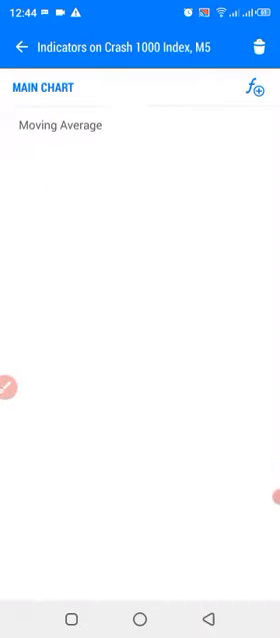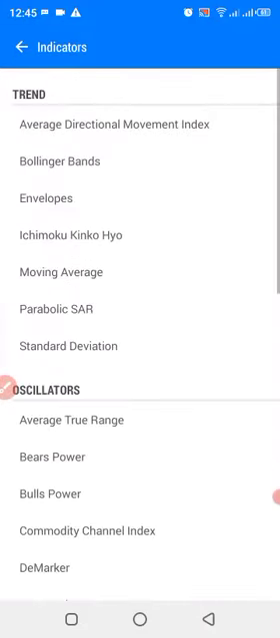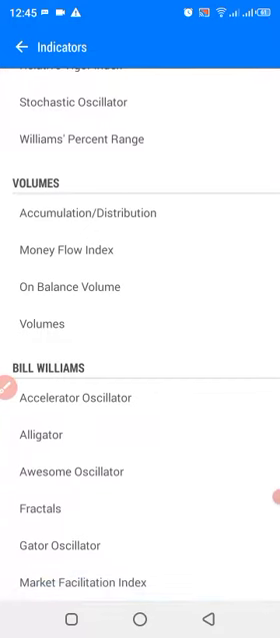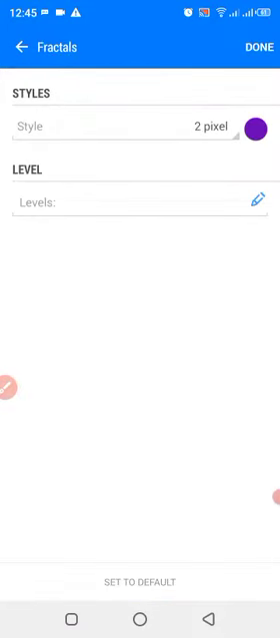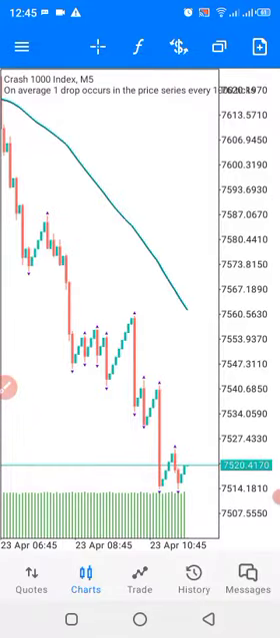Now I like using the fractals on my main chart. I like using the fractal because it gives me the go signal here. This is the fractal. Okay.